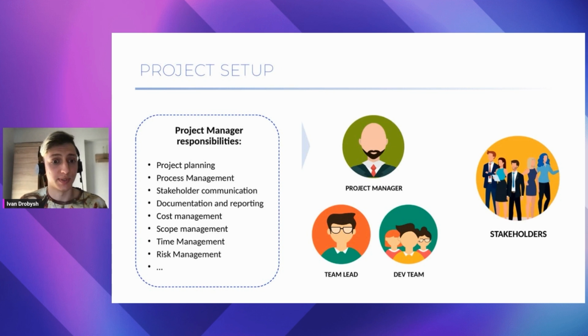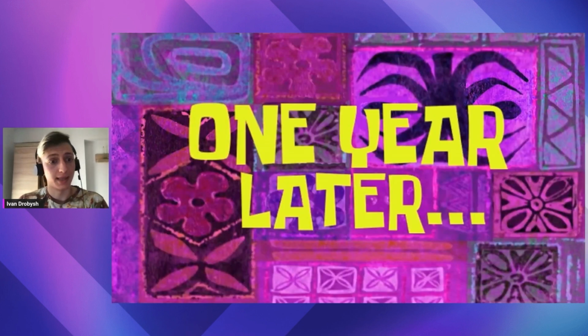Let's take a look at the responsibilities of the new person, the project manager. First of all, project planning, process management, stakeholder communication, documentation, reporting, cost management, scope management, time management, risk management, cook management, table management, whatever management. So it means that a manager will be responsible for all managerial stuff on the project. And let's take a look at what will happen with the project in one more year.